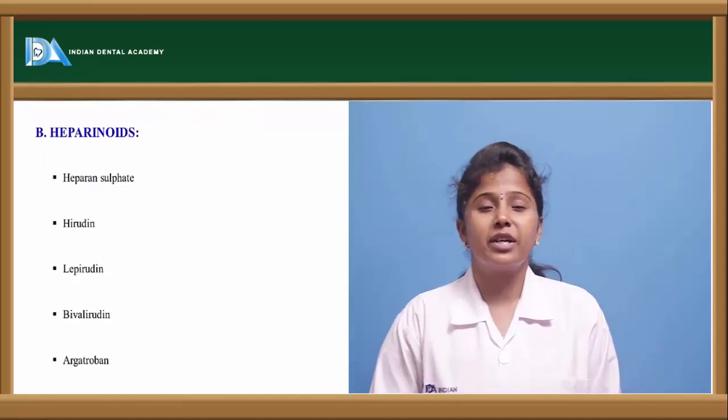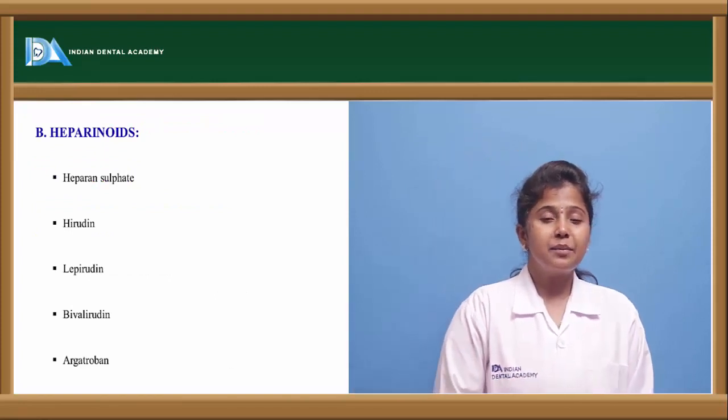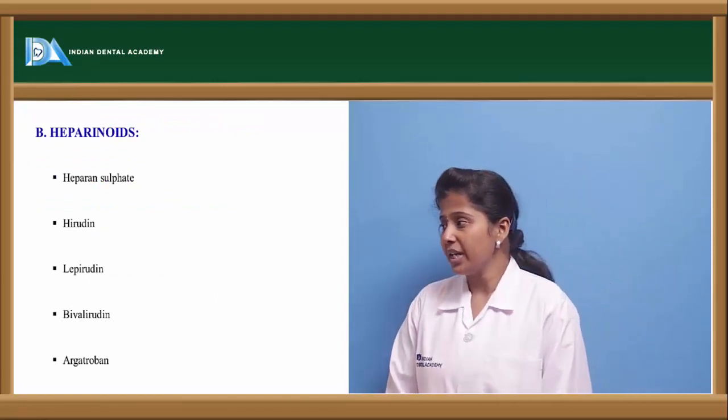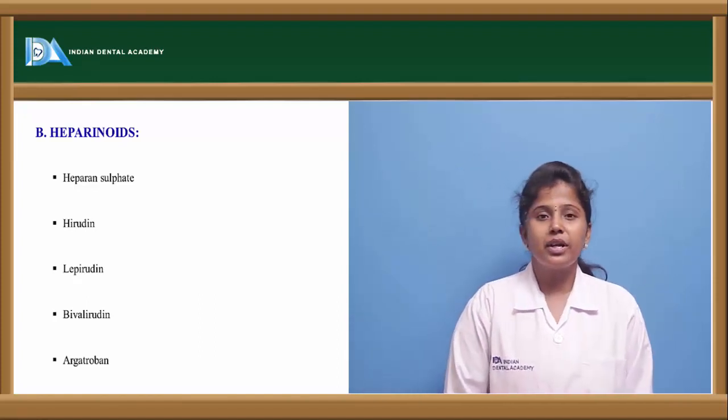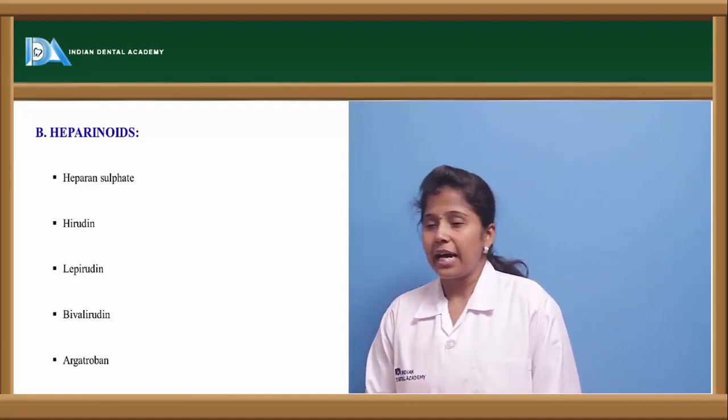Now let us see heparinoids. Heparinoids are similar in structure to heparin, and they include heparan sulfate, hirudin, lepirudin, bivalirudin, and argatroban.